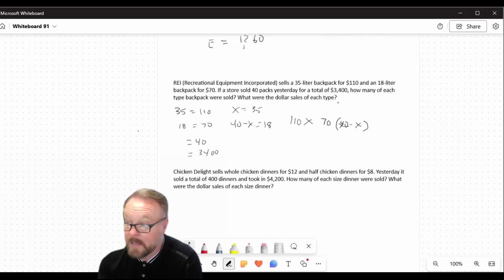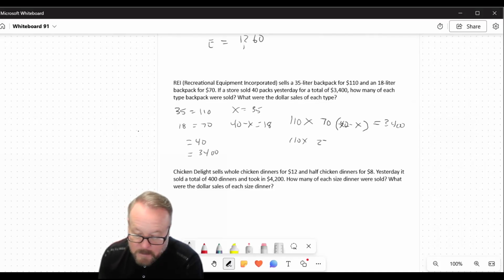All right, so we represented that $110 for the x and then $70 for the 40 minus x, which represents the 18-liter. All of that equals $3,400. All right, so if I do the math on this, first off, let's do 110x. 70 times 40 comes out to 2,800. And then 70 times x, so minus 70x equals 3,400.